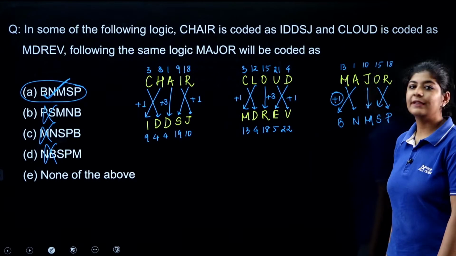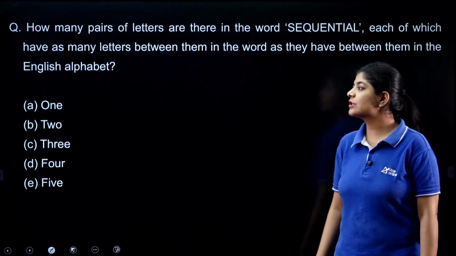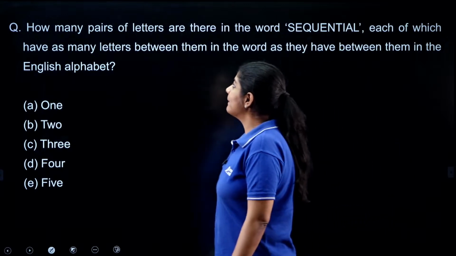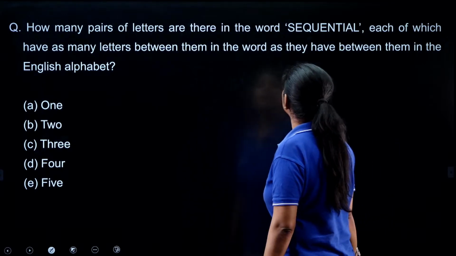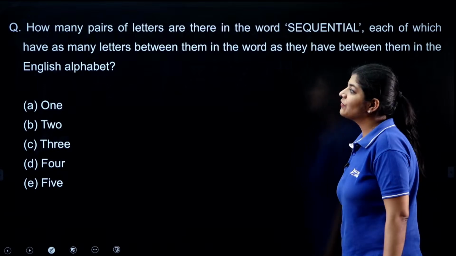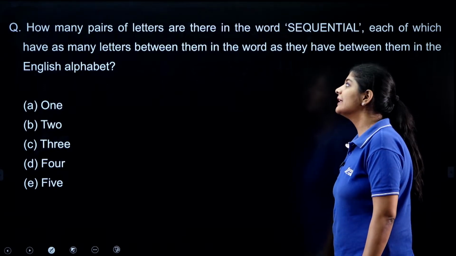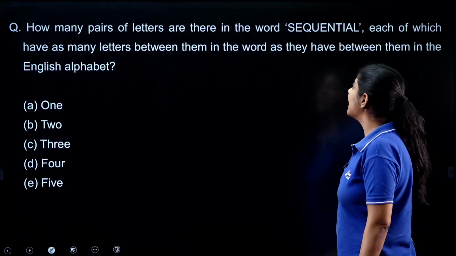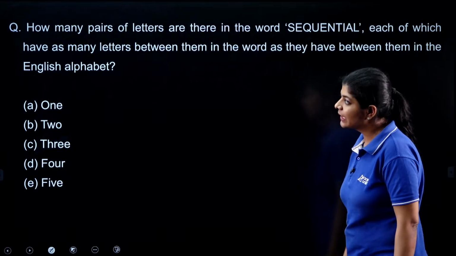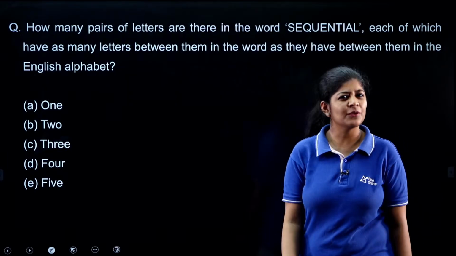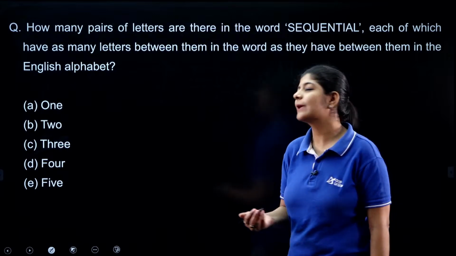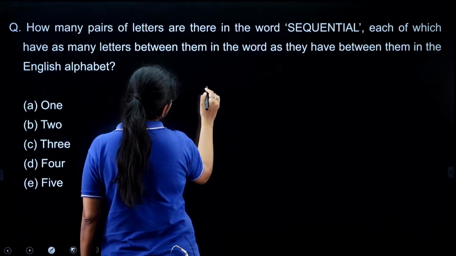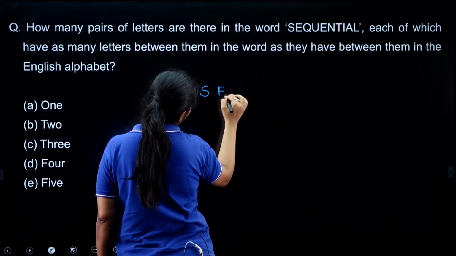Very good, everyone. Next. The next question says, how many pairs of letters are there in the word sequential, each of which have as many letters between them in the word as they have between them in the English alphabet? We know how to solve this particular type of question. So, first we need to write down the spelling.